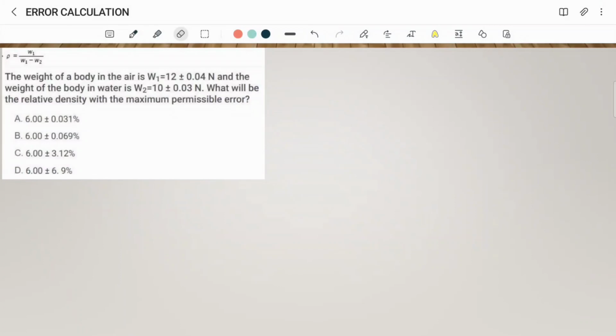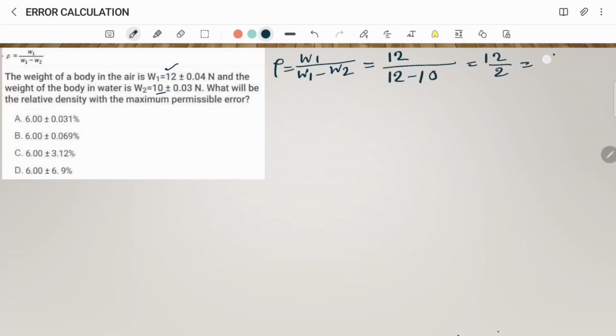Look into this problem. They have given us a quantity like this. They want us to find the error. So let us first forget about the errors and calculate the value of rho. W1 is given as 12. W2 is given as 10. So 12 divided by 12 minus 10, which is 12 by 2, and that is 6.